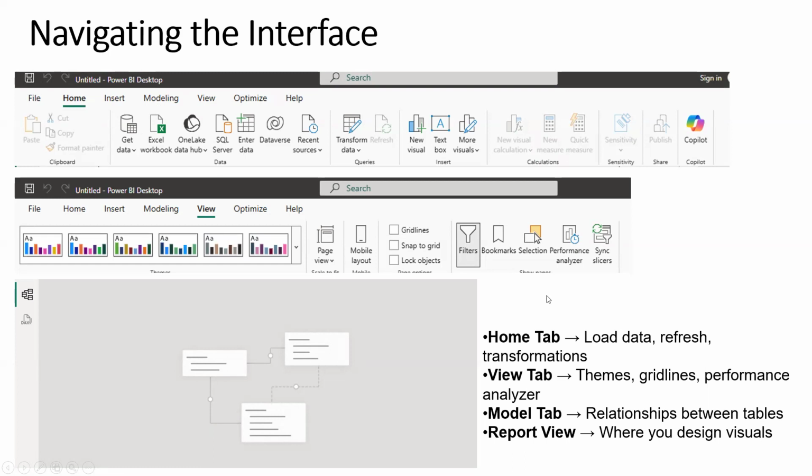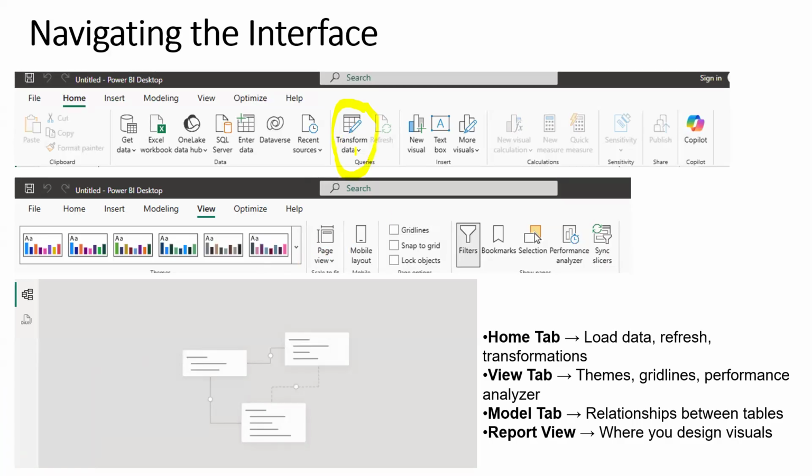So in the home tab, you can load your data from Get Data. You can refresh your data, like I refreshed when some of you that came early saw it. Then you can transform your data.